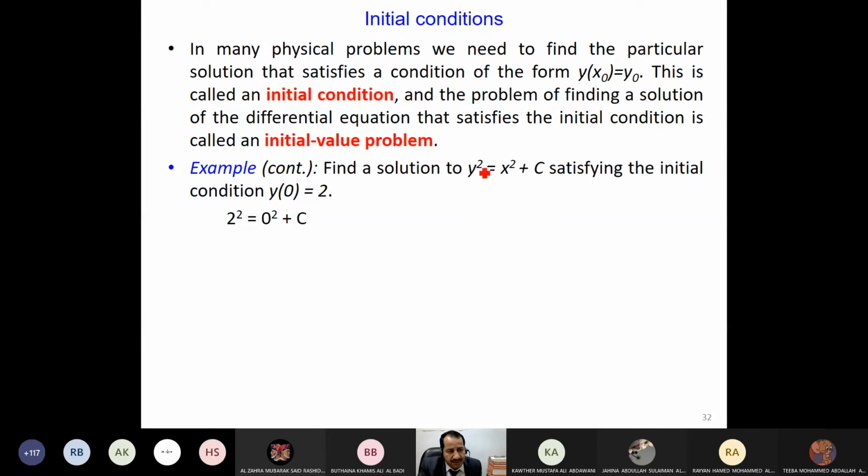Now, see the previous function here. I just solved it. He told me when x is 0, y is 2. So I will come here: 2 squared equals 0 squared plus c, as you can see here. Solve it, we get c equal 4. Then I will say, okay, then y squared equals x squared plus 4. Very simple.